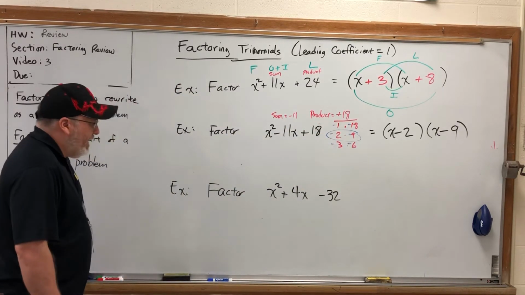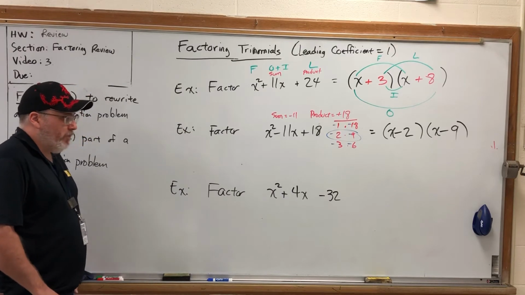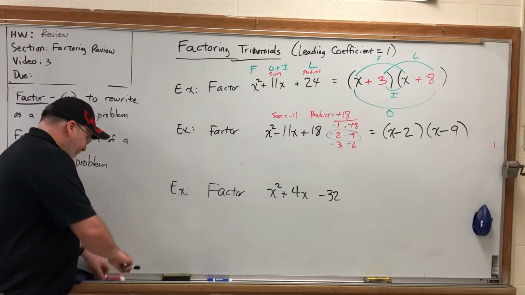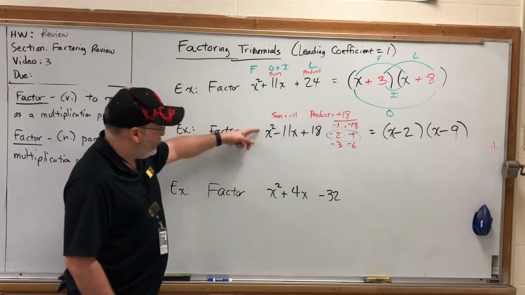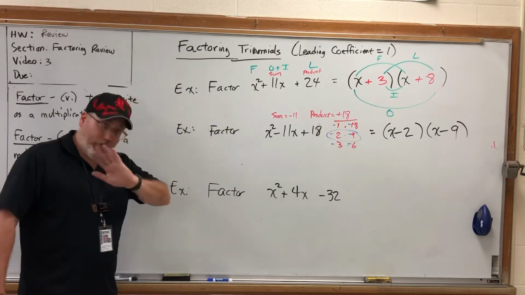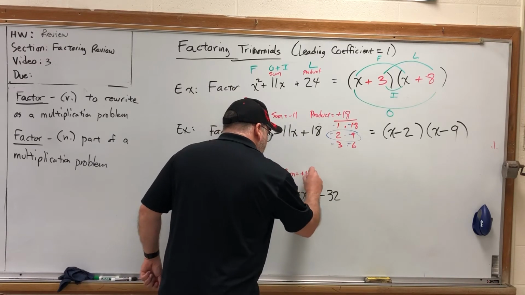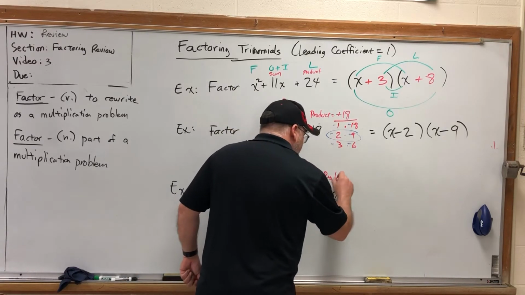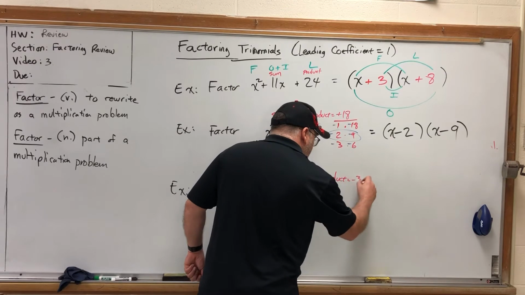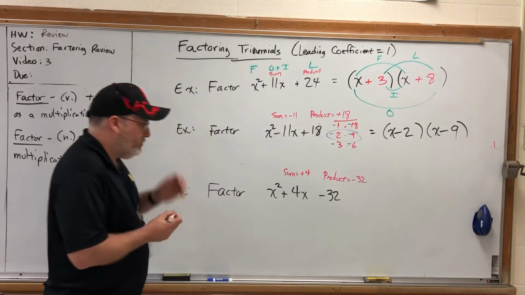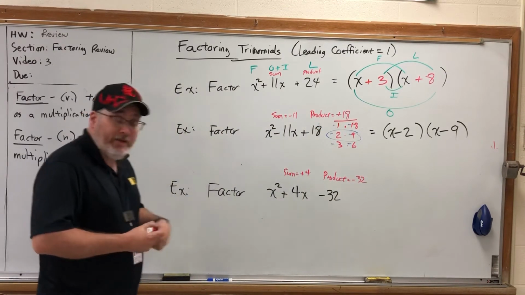Let's take a look at the last one, factor x squared plus 4x minus 32. Again, it's the fact that the leading coefficient is 1 that says, try this. Find two numbers whose sum is +4 and two numbers whose product is -32. Again, negatives are going to be an issue here. We'll worry about the negative in a moment.